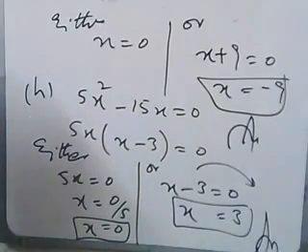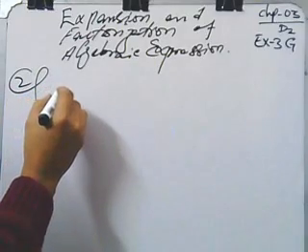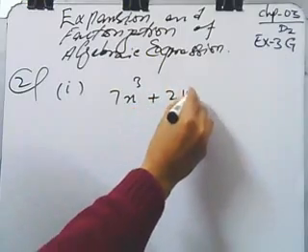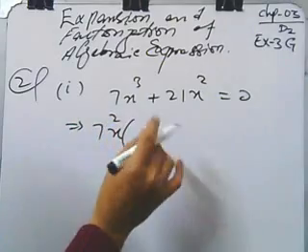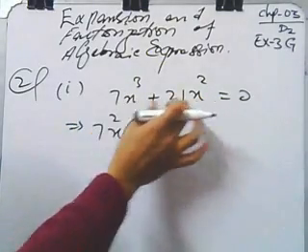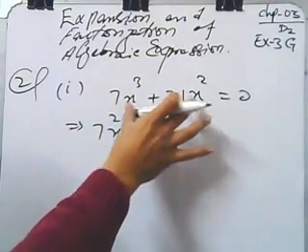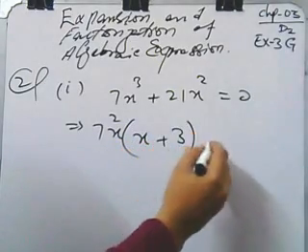Now coming to the last part of this question, that is question number 2, continue. So that is I part. 7x cube plus 21x square is equal to 0. So take common, 7x square can be taken common because here is x square, here is x cube. So you can take the least term which exists in both the terms. So 7x square, so it becomes x, and 7 3s is equal to 0, that is x plus 3 is equal to 0.